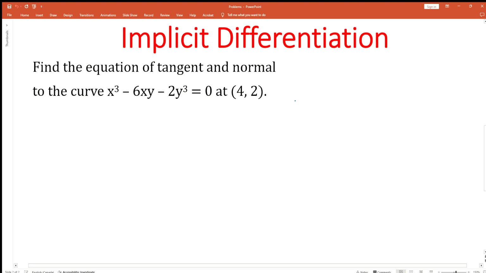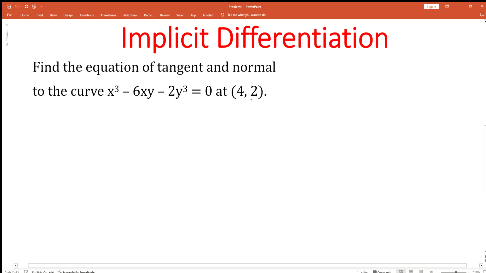In this video, we'll use implicit differentiation to find the equation of tangent and normal. As per the problem, find the equation of tangent and normal to the curve x cubed minus 6xy minus 2y cubed equals 0 at 4, 2. We have to find the equation of the tangent line and normal line to this given curve at the point 4, 2.